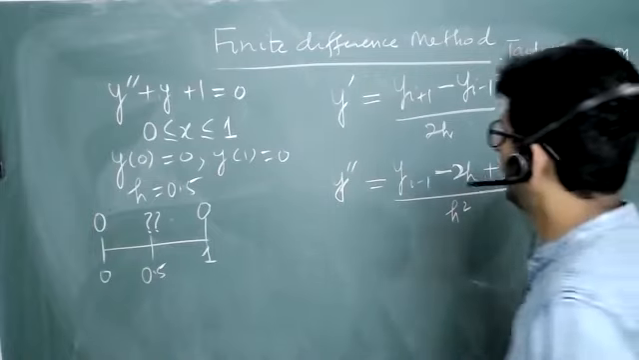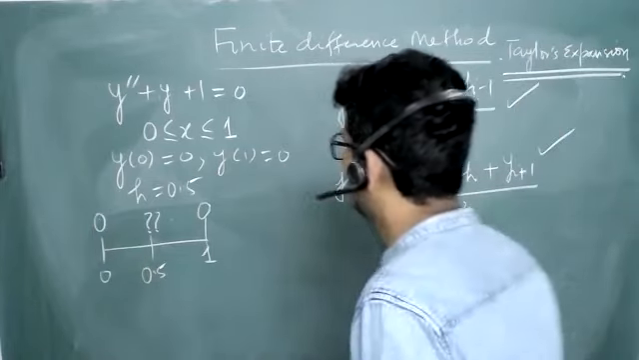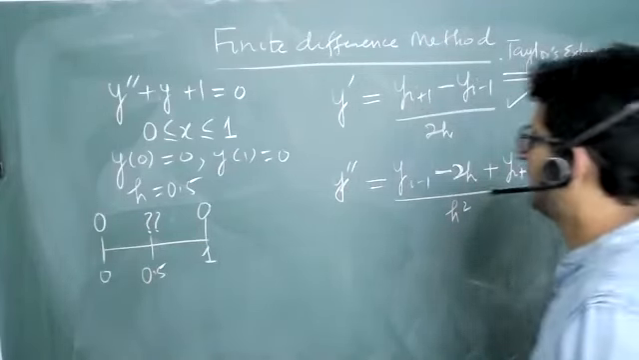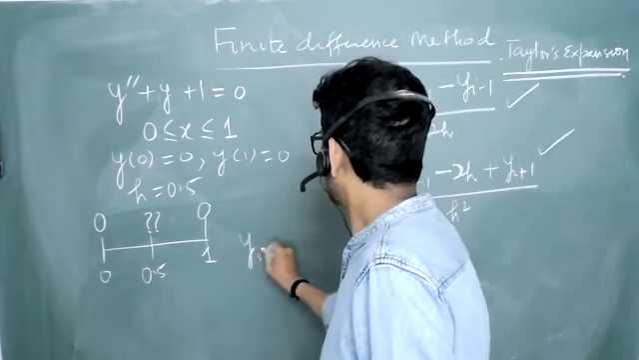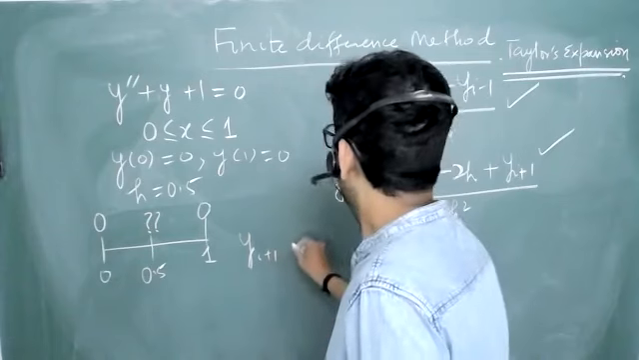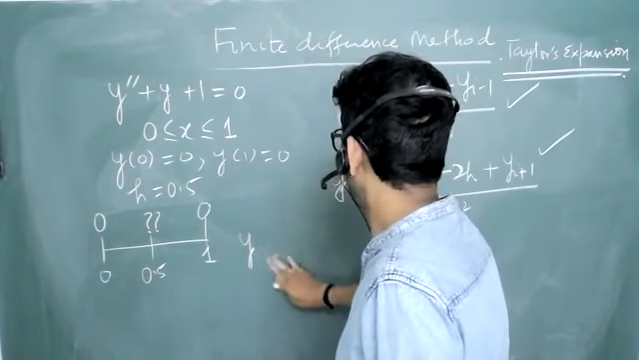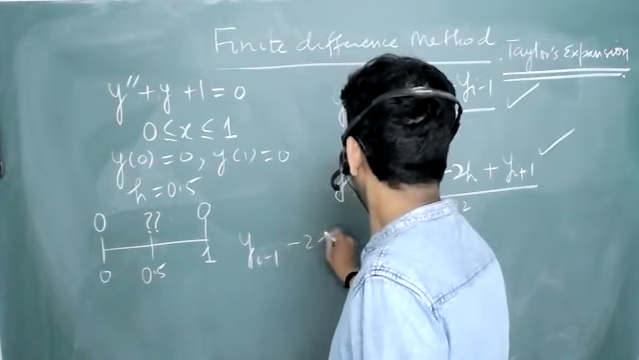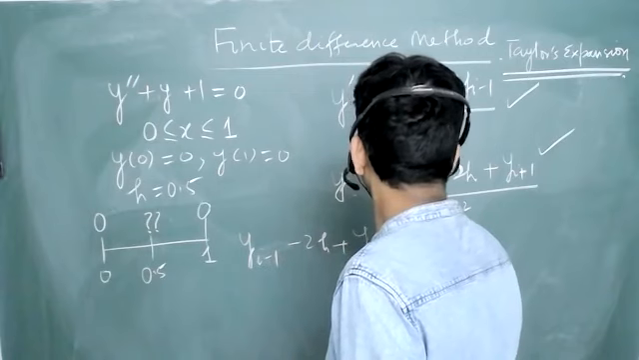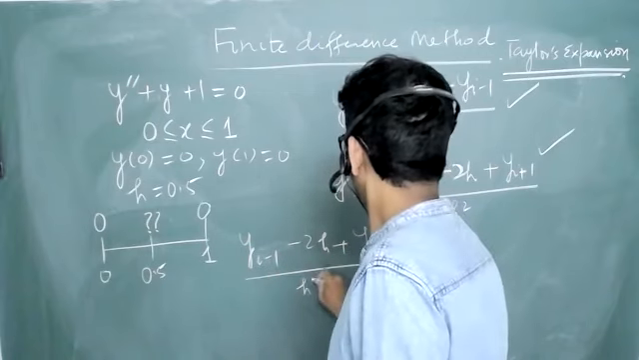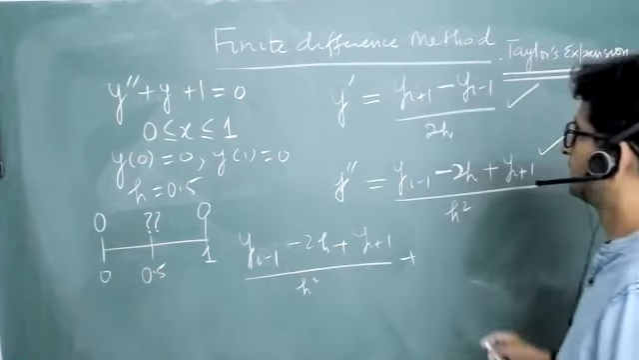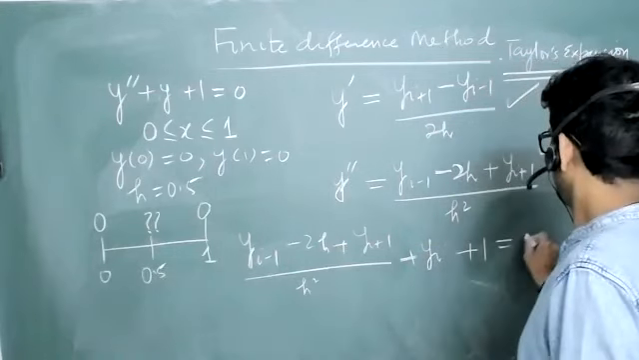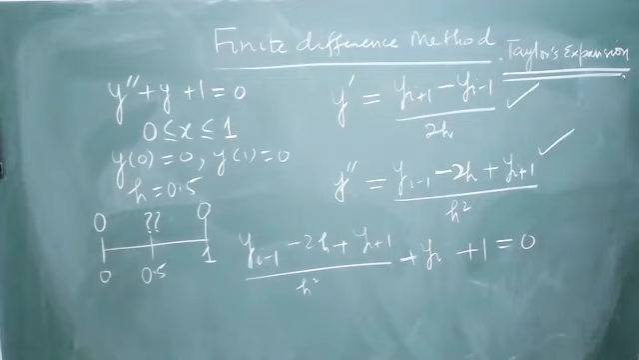So let us apply this method. h is equal to 0.5. So we will immediately come to 0.5. So y double dash is (y(i+1) minus 2 y(i) plus y(i-1)) divided by h squared, plus y(i), plus 1 is equal to 0. This is the equation. Please see it.